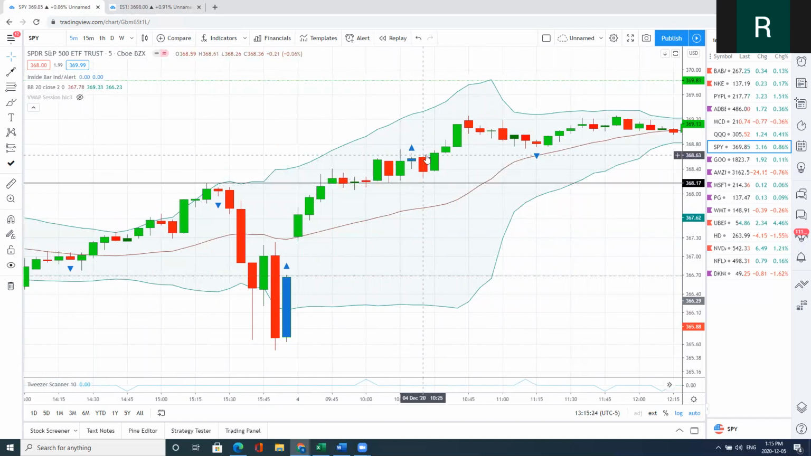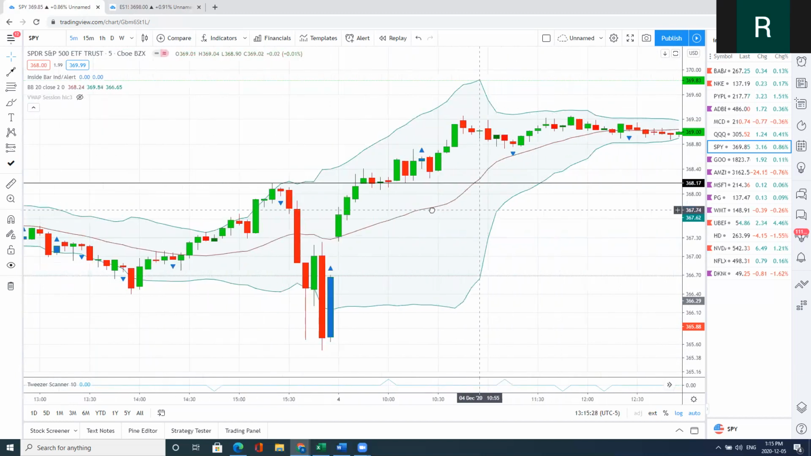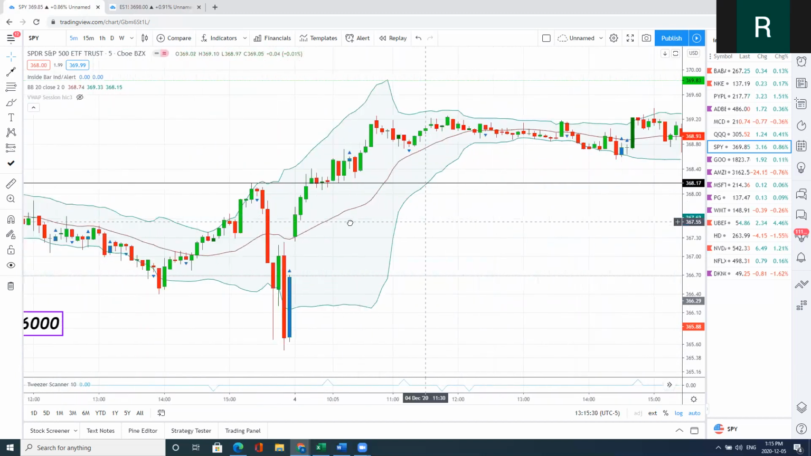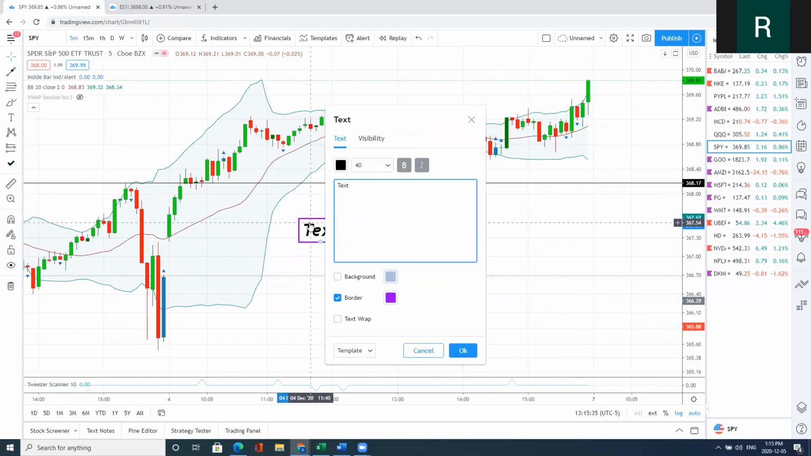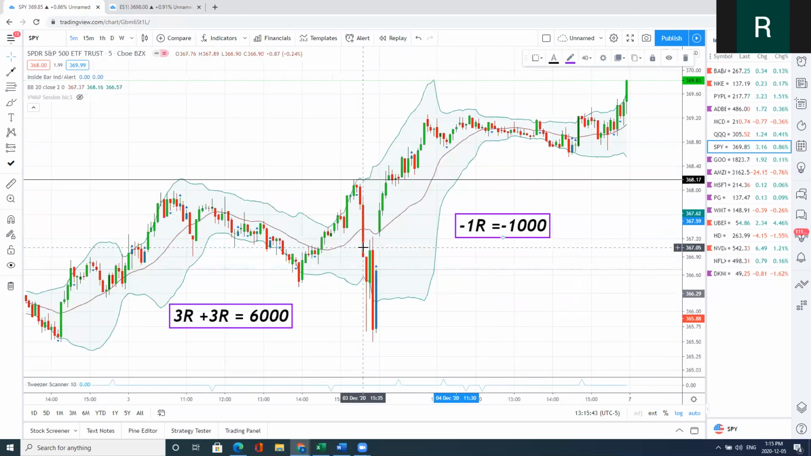So we just enter right above the high. And this candle doesn't fill you. The next candle does. And then that ends up being a very good play into the close. Look how beautiful that is. So on this day, minus 1R equals minus 1,000. Okay.